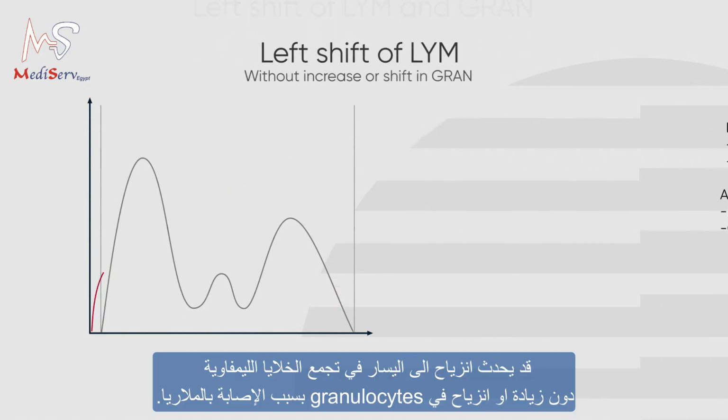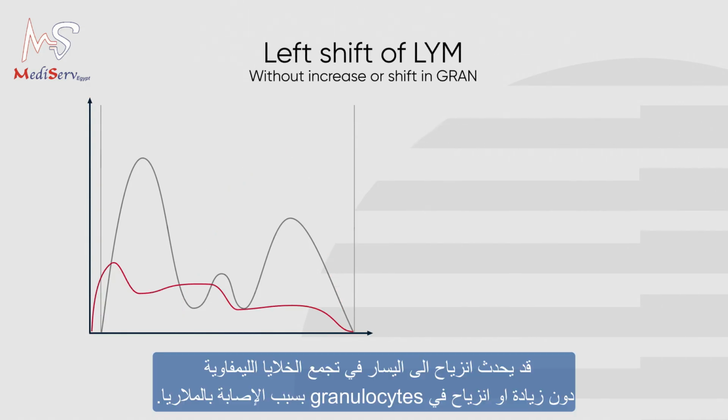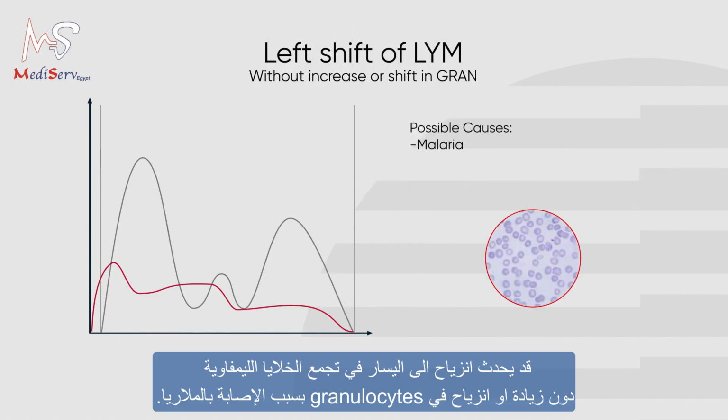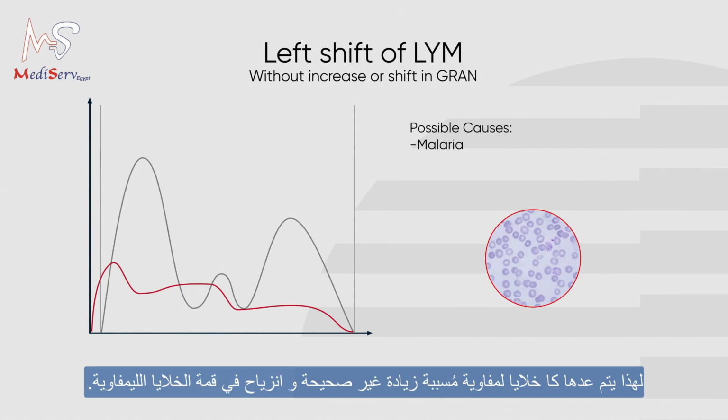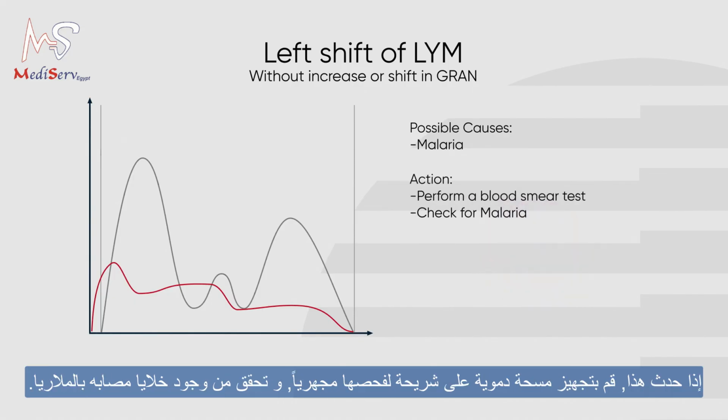A left shift of the lymphocyte peak without an increase or shift of the granulocytes may be caused by malaria. The reason for the shift is that malaria-infected red blood cells are more resistant to lyse and therefore are counted as lymphocytes, causing a false increase and shift of the lymphocyte peak. If this occurs, perform a blood smear. Check for malaria-infected cells.